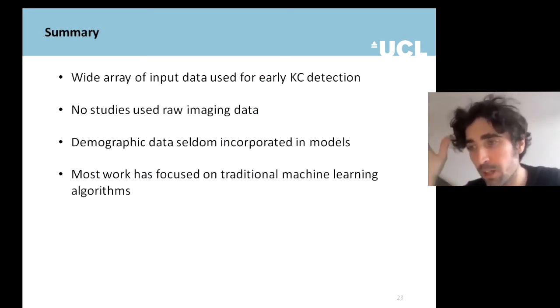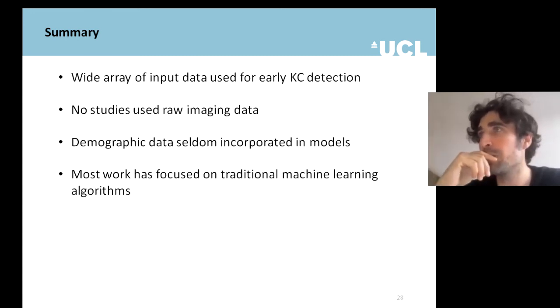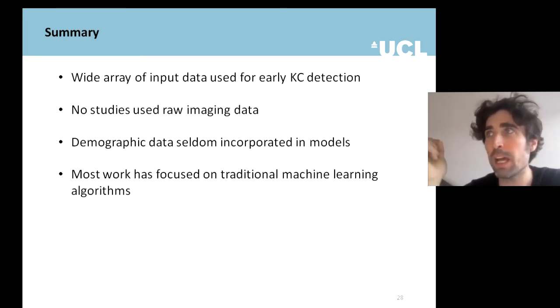So the summary of the review, which I think is interesting for you, is perhaps that there's obviously a wide array of input data used for early keratoconus detection. And in terms of how this is shaping my further research, no studies that we've found are actually using raw imaging data. So everyone is using numeric data, which is coming out of devices, or these synthetic heat maps of corneas. No one's actually using the raw images that come out of imaging devices. So we identified this as an area to move forward in.